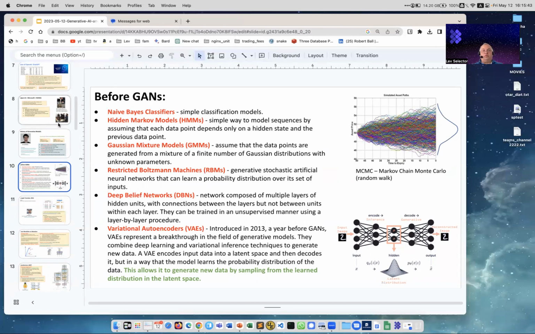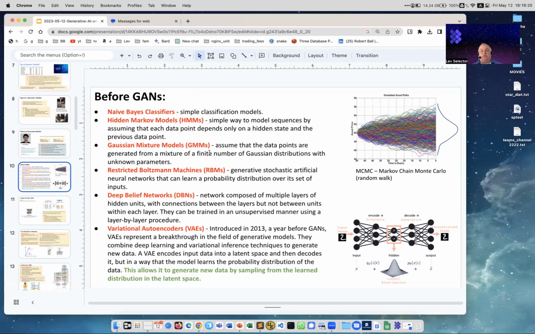Well, of course, they were not as interesting as GANs themselves. They were naive Bayes classifiers, hidden Markov models. Here is an example of Markov chain Monte Carlo prediction. The way it works, you do a random walk to see, for example, what will be the price of something. Then you repeat it multiple times, you build a distribution, and from that you will see if the price will go up or not. In this case, it looks like it's more probable to go up. So people use this kind of models in investments, for example.